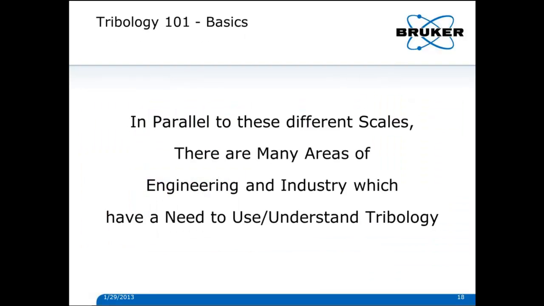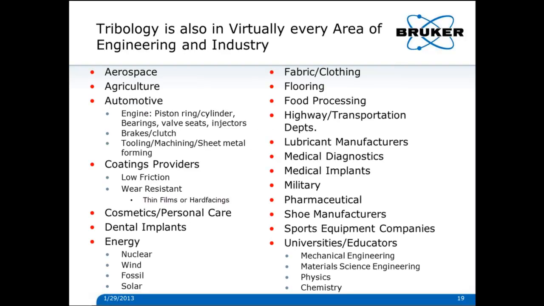So in parallel to these different scales, there are many areas of engineering and industry which have a need to use or understand tribology. We show a list of quite a few of these. I can't go into all of them, but the webinar will be available later. You can imagine aerospace, I mentioned the space shuttle, agriculture, digging equipment. The automobile is a great tribology study instrument with high temperature and exhaust gases in the engine. Brakes and clutches, of course, where we have controlled friction. And the making of the automobiles: tooling, machining, sheet metal forming.